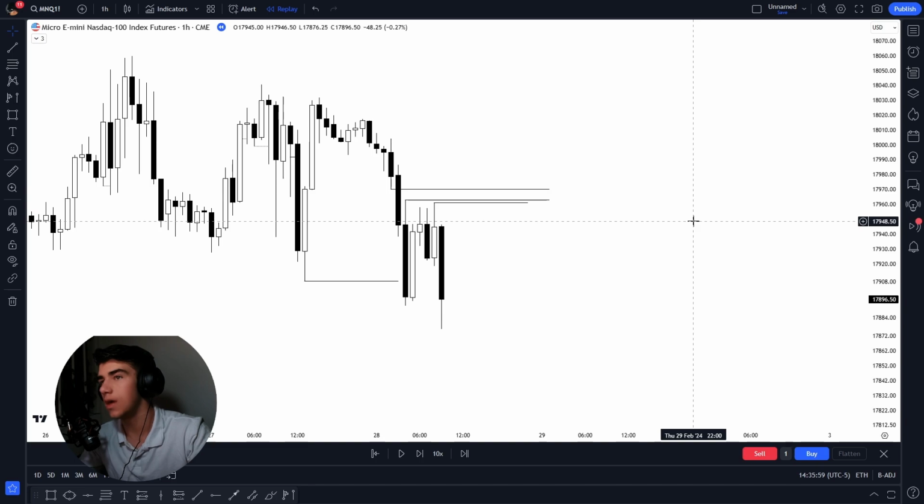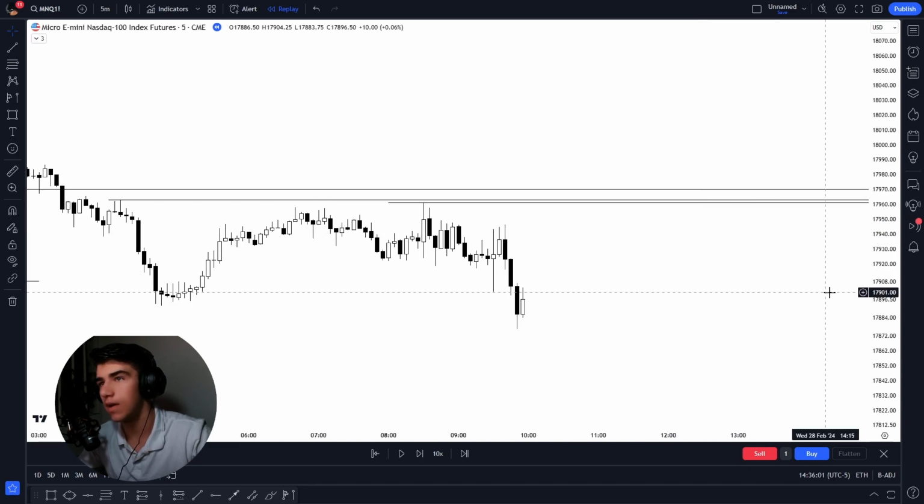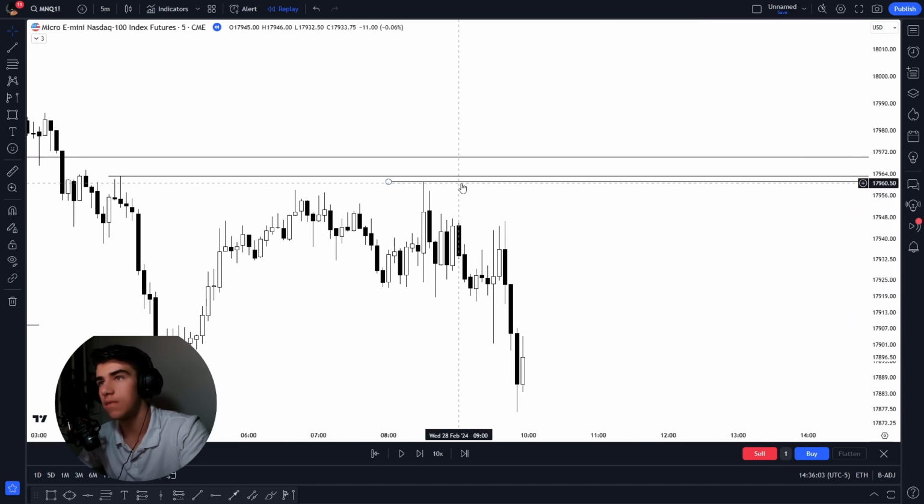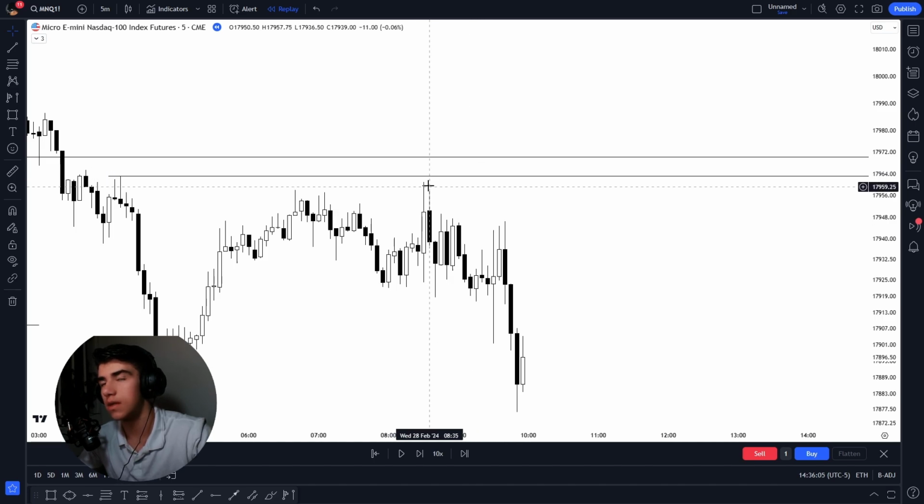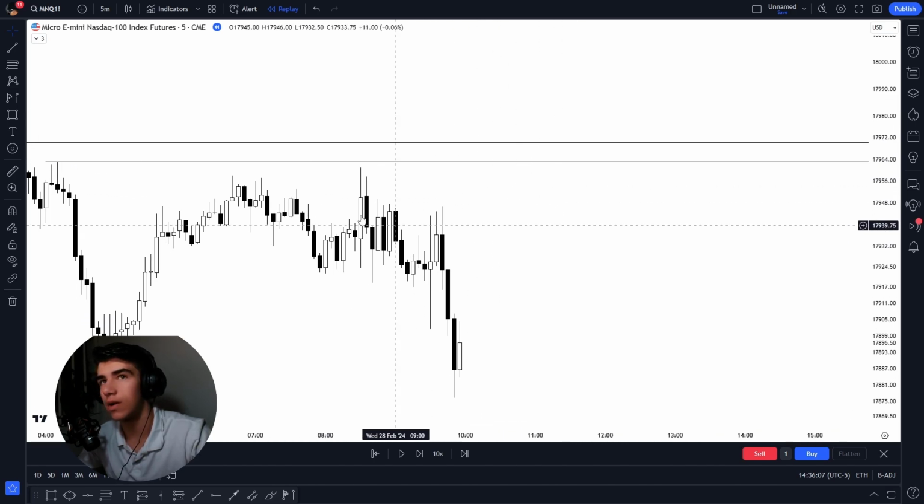So what I would do then is scale into a lower time frame. Then I would find that high. In this case, that would be this high here. This gap is the 1 hour gap, and that would be my turtle soup high.